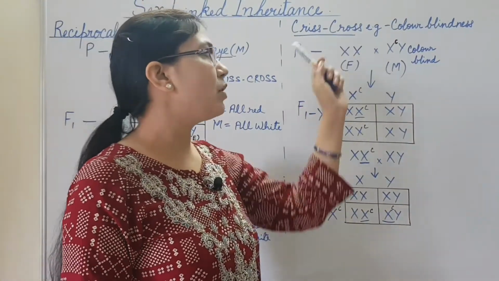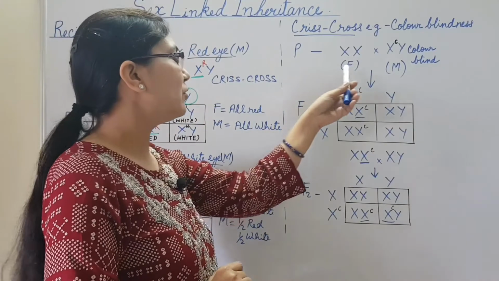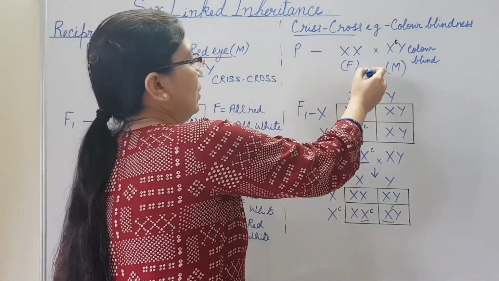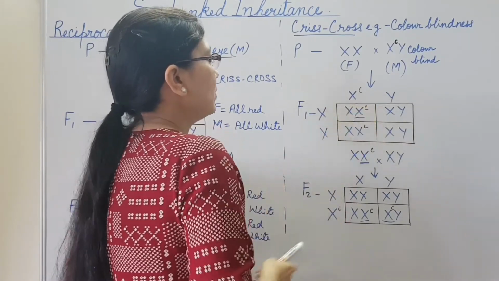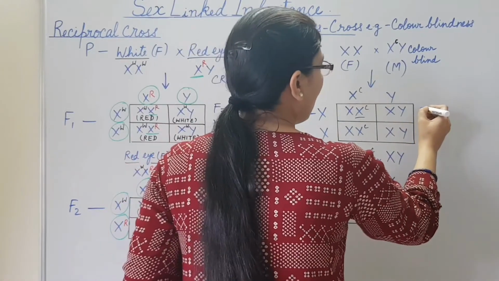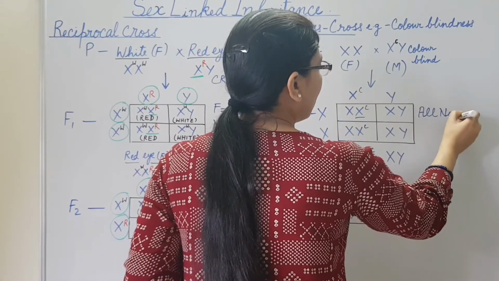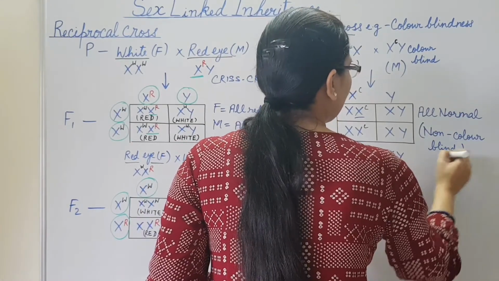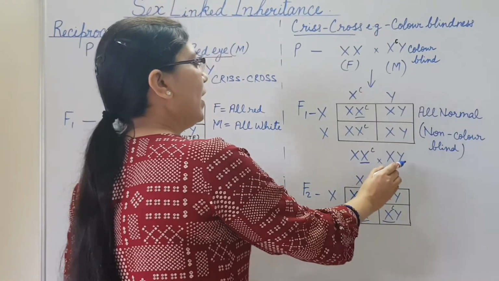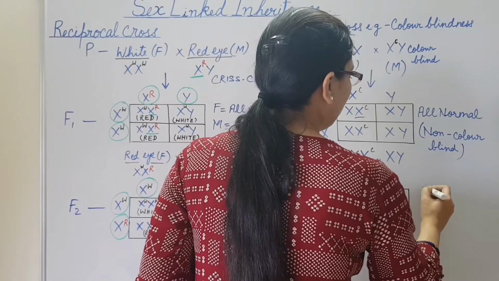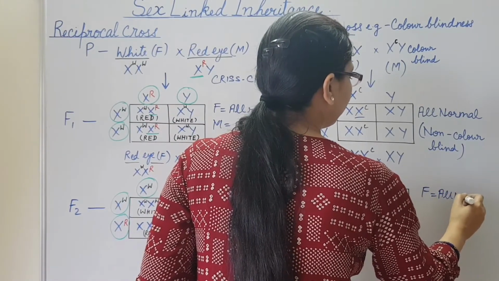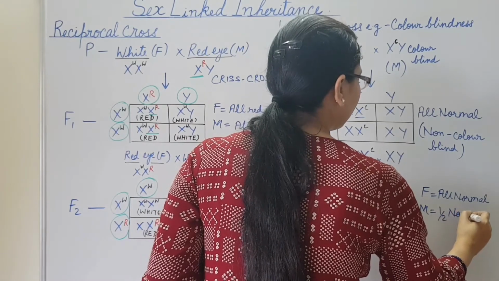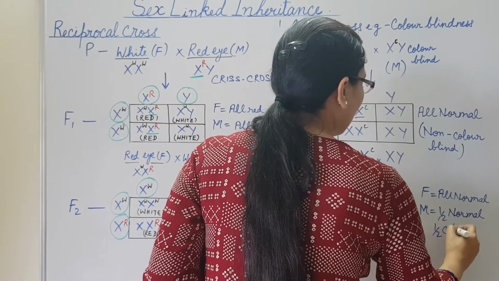Now let us understand this criss-cross pattern of inheritance through color blindness. Parental generation: a normal female is crossed with a male having color blindness. Then in the F1 generation, we get all the individuals normal, none are colorblind. Then the F1 female is crossed with the F1 male. In the F2 generation, females are all normal, males are half normal and half are colorblind.